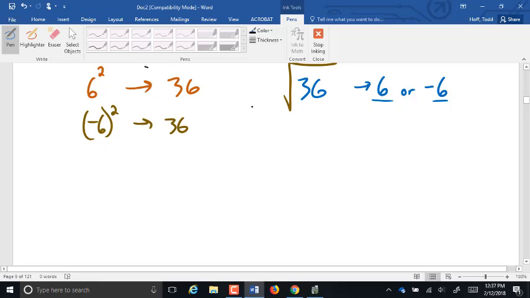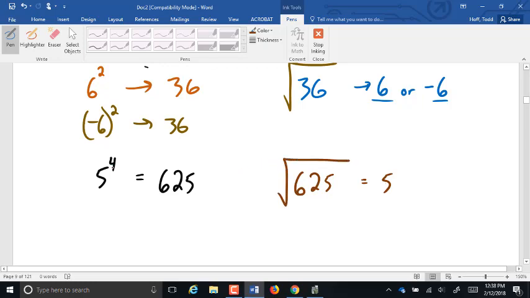How about if I have 5 to the power of 4? What's that equal? 625. What if I want to take that 625 and turn it back into a 5? Power of 4, so this would be 4th root, right? A 4th root reverses a power of 4. These are inverses. One undoes the other.